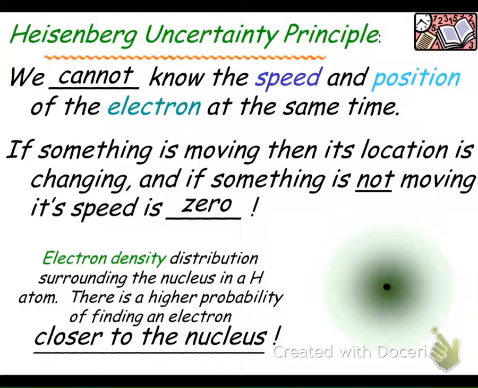But we can, using electron configuration, and we'll get to that in just a second in the slides, predict the most likely place it is going to be around the nucleus. And when I say it, I mean an electron. So we'll talk a lot about electron density. Electron density is the distribution surrounding the nucleus in a hydrogen atom, and there's a higher probability of finding an electron closer to the nucleus. And we'll get into why in the periodic trends unit, which is the next unit coming up.